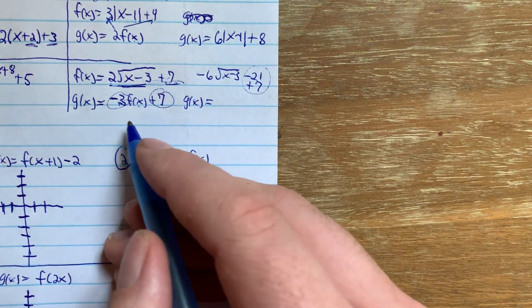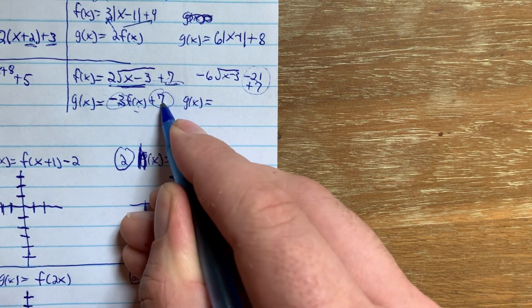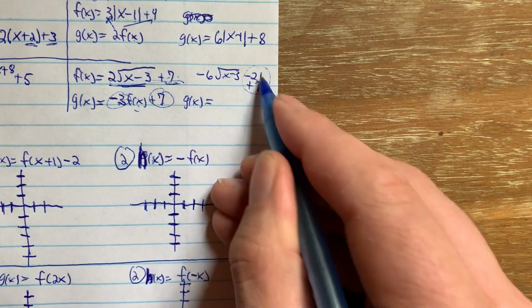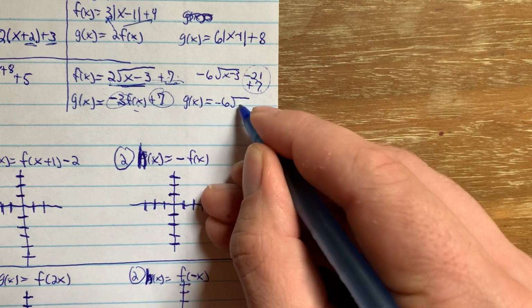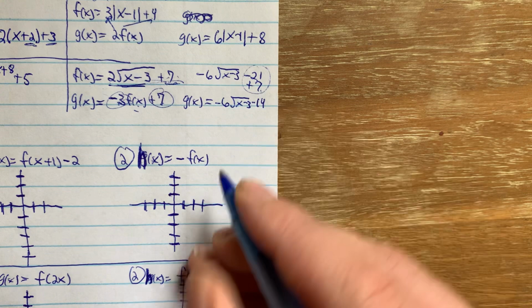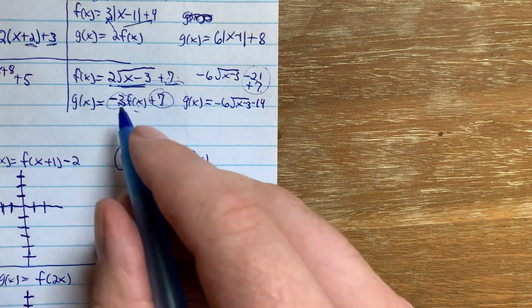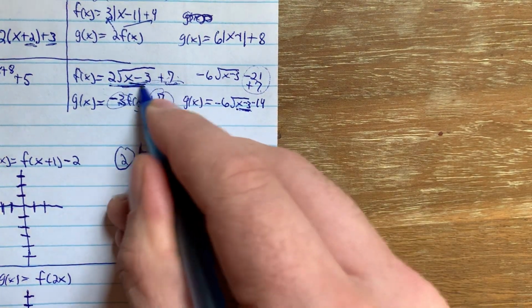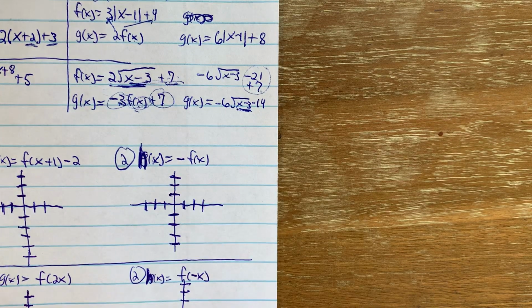So the order of operations matters here. We multiply and then we add 7. So we multiplied and then we're going to add 7 and we'll get -6 square root of x minus 3 minus 14. So notice the inside part never changed because there was no shift left or right.